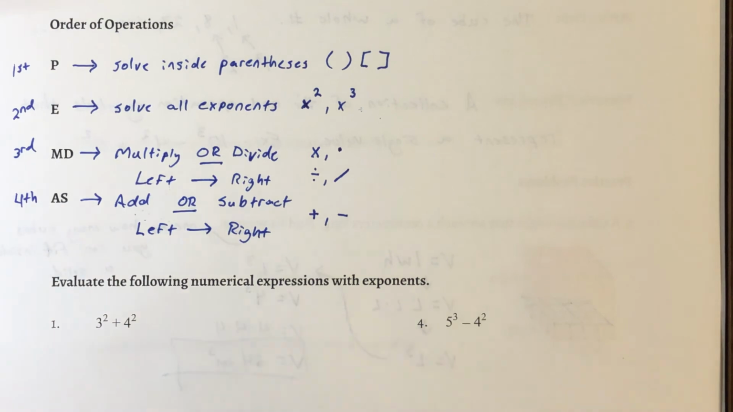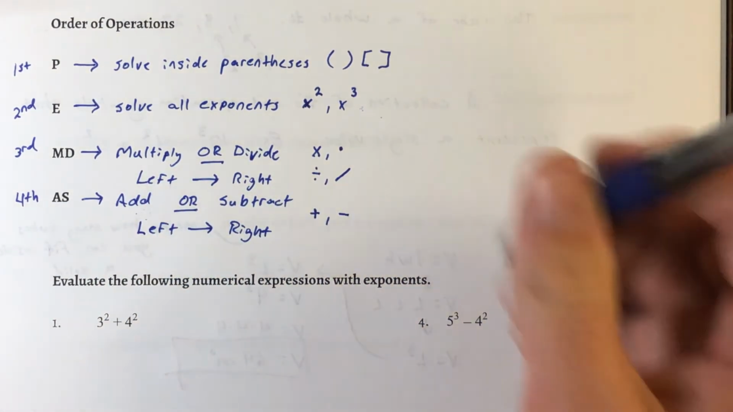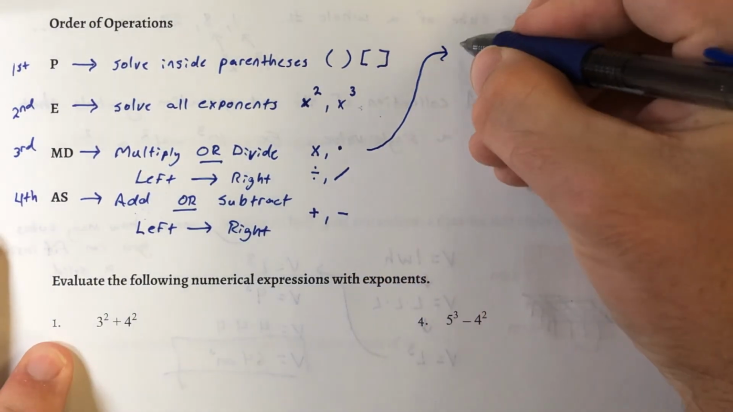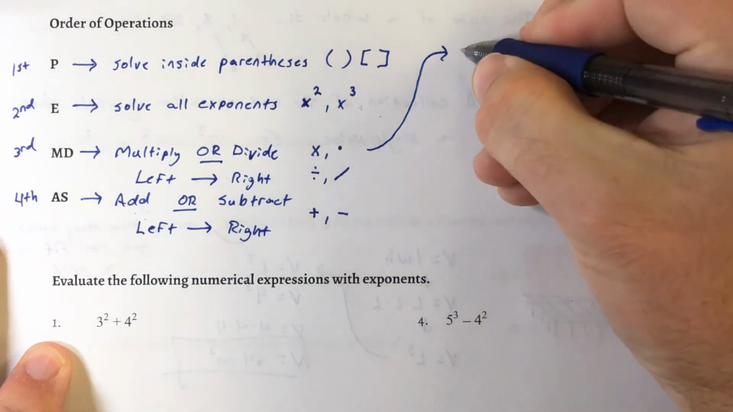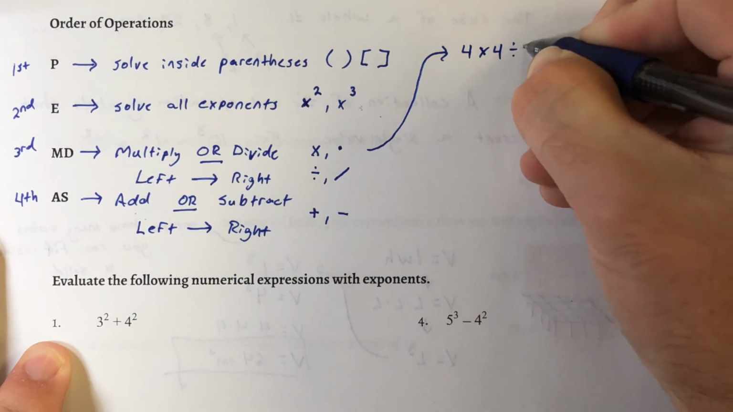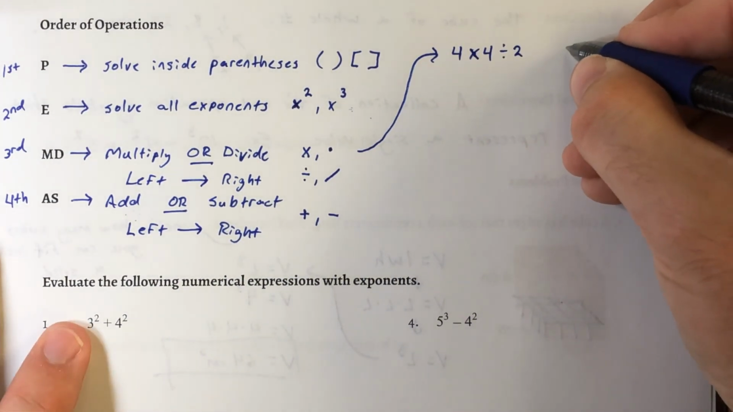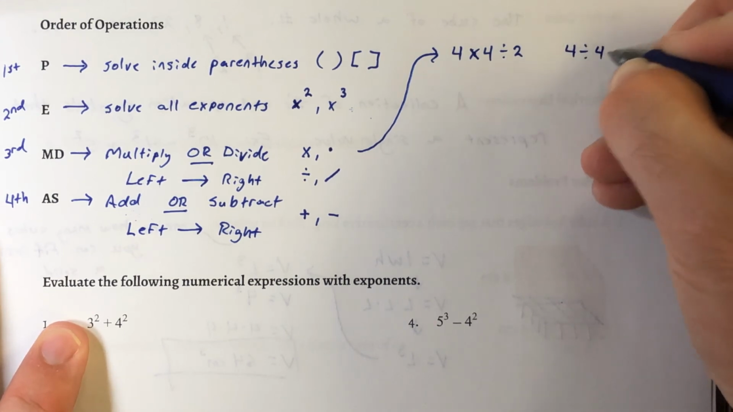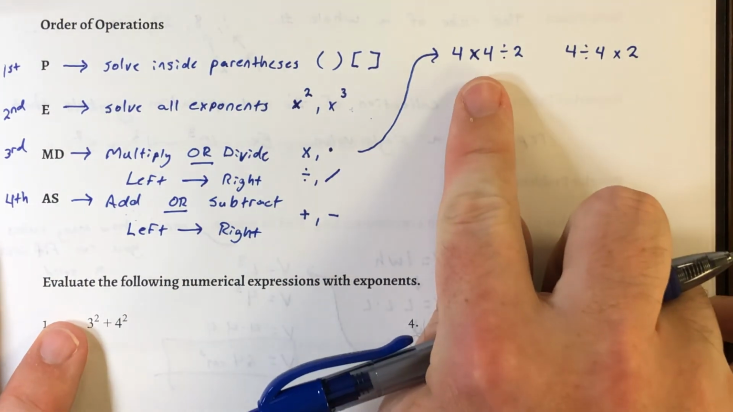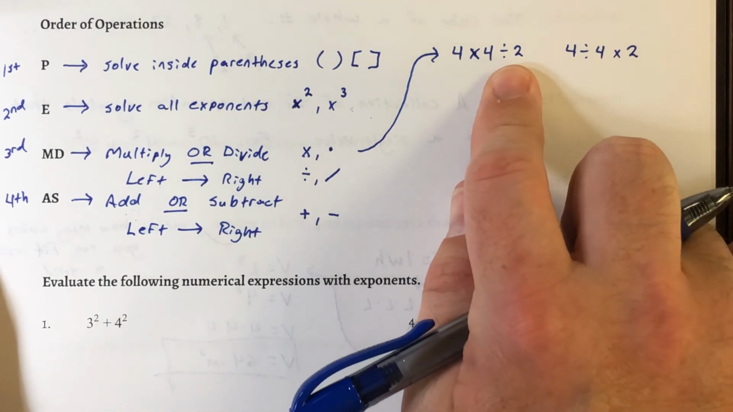Okay, let's do just a few examples on showing multiplication or division and addition or subtraction. So for multiplication or division, let's say I have 4 times 4 divide by 2. And let's say I have another example that's 4 divided by 4 times 2. Let's do the first example. I see multiplication and division. So which one do I do first?